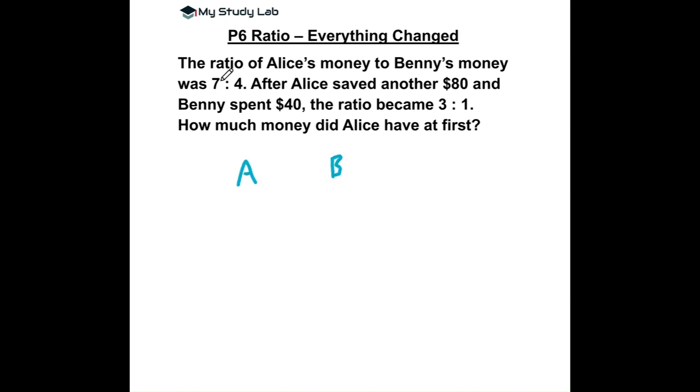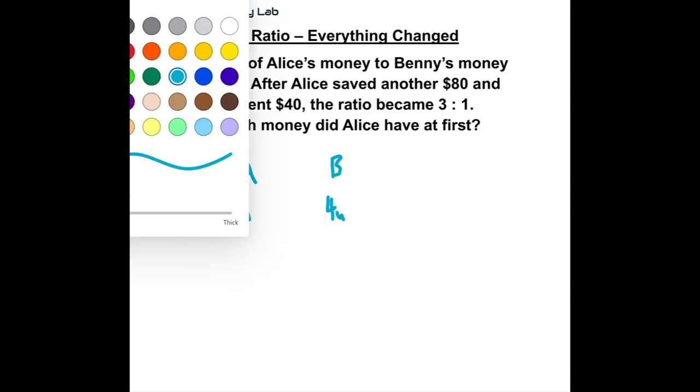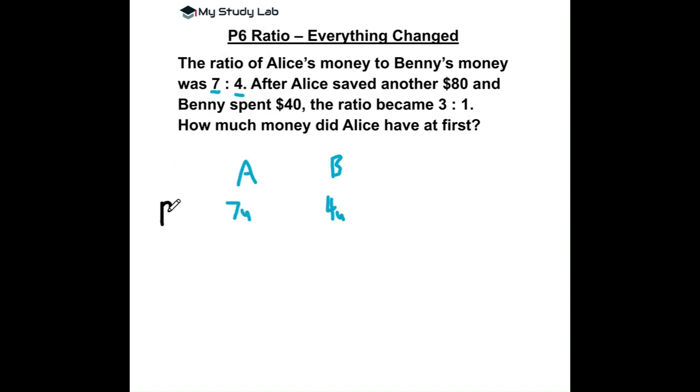Alice started with 7U, okay, and Benny started with 4U, and something changed for them. So let's try to use BCA one more time. Before is 7U and 4U for Benny, and the change and the after. Students, read the question again and tell me what is the change. Alice saved 80, so that plus 80 here. However, Benny spent 40. Maybe he bought himself some nice toys. Alright, what is the after?